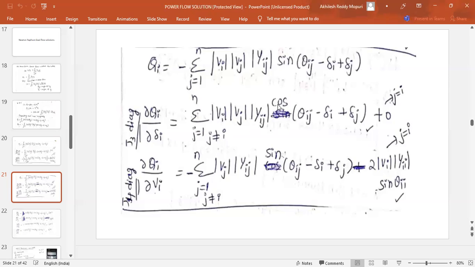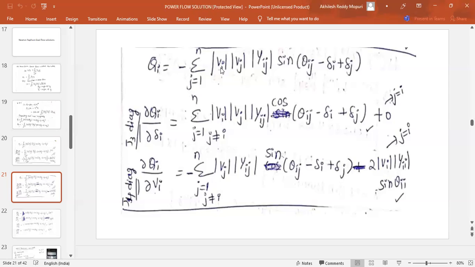Differentiation of sin theta is cos theta. Cos of theta ij minus del I plus del j. And since we had a negative here, by using chain rule into minus 1 and this minus multiplied to give plus. Then when we are differentiating this with respect to Vi, what will happen? Here we had Vi. Again, we need to see both the cases. That is, when j is equal to I and when j is not equal to I. When j is equal to I, what we will get? Minus Vi whole square Yii sin theta ii.